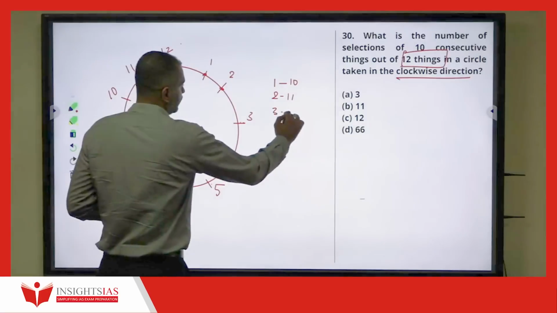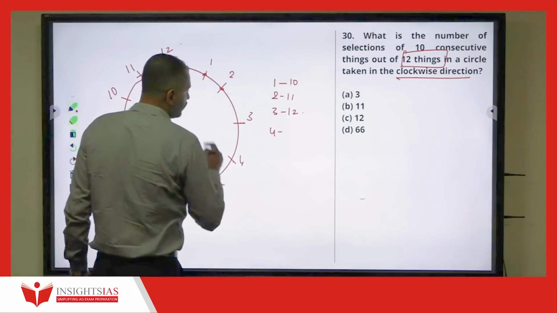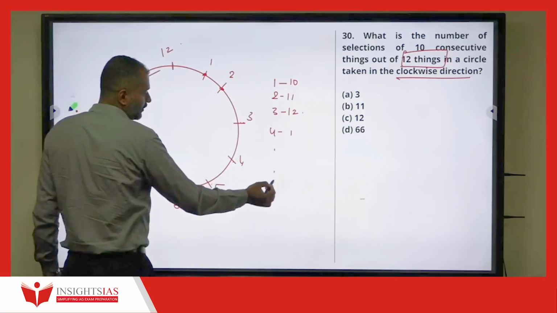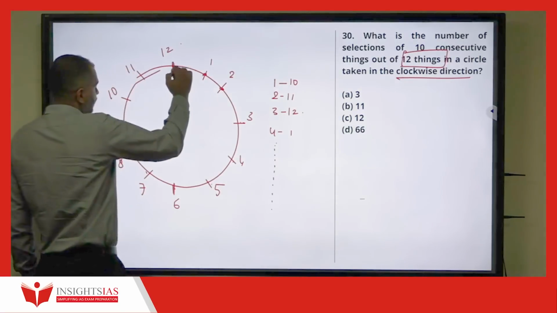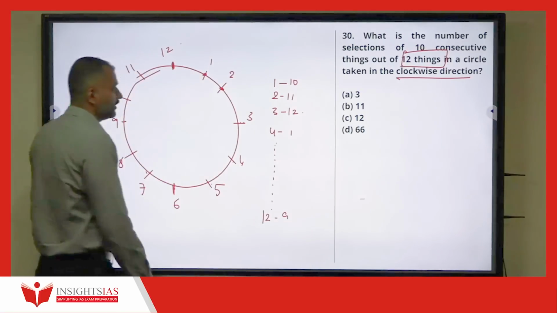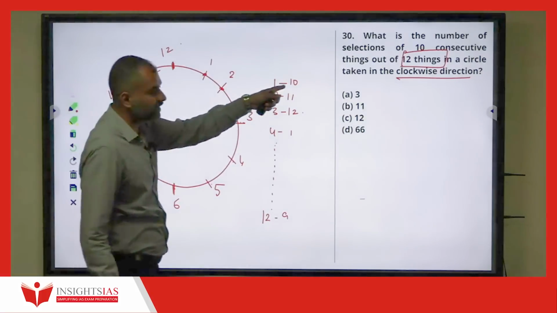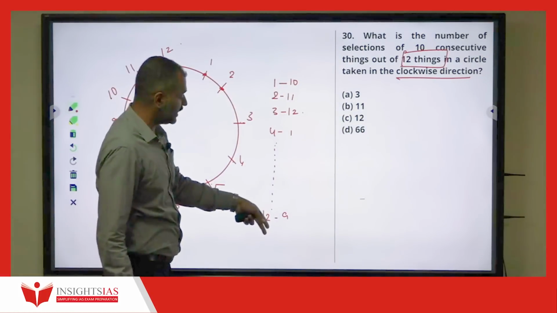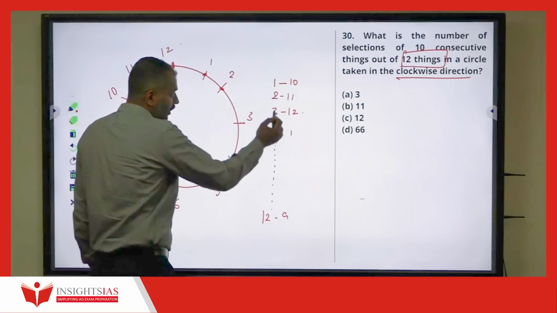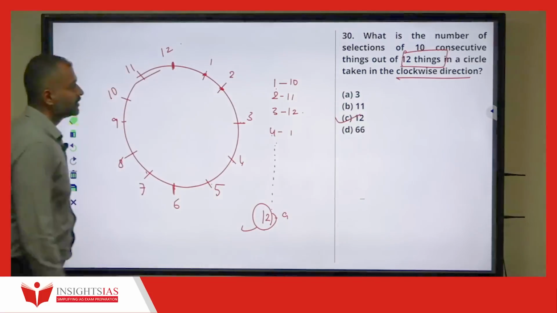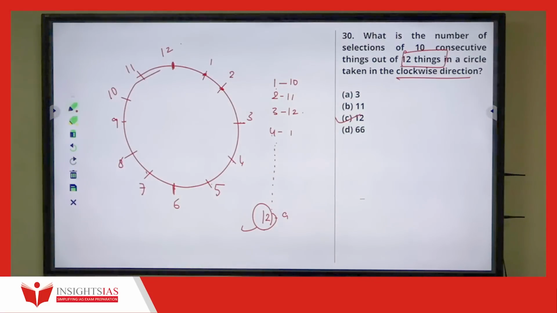Then again 3 to 12, 4 to 1, and this continues. Till where? Till 12 to 9. Again, if you go to 1, this is a repetition case. If you go that way, there are n possible cases, but here you have to restrict. So 1, 2, 3, 4 till 12 you can take. So 12 would be the answer. Pretty simple question. If you don't overthink, you can get the answer here.